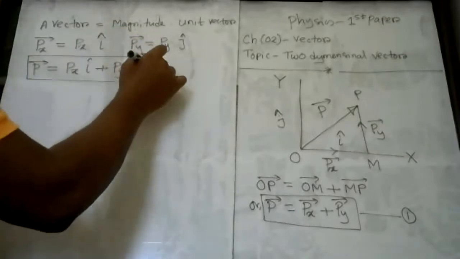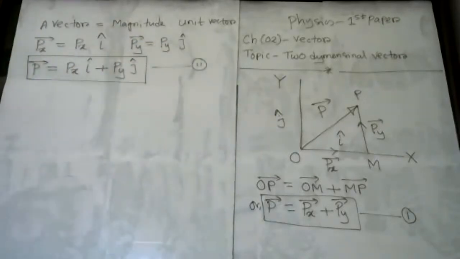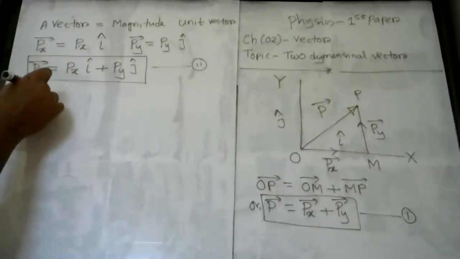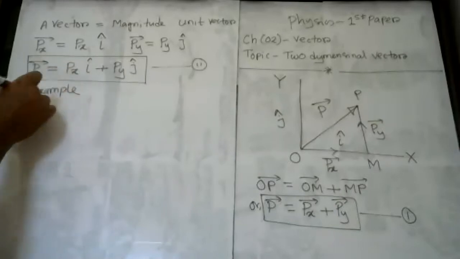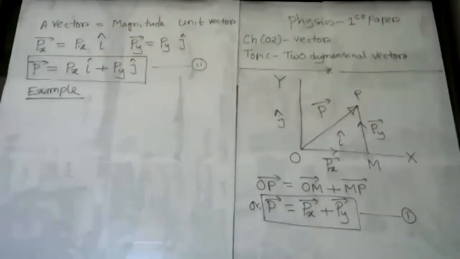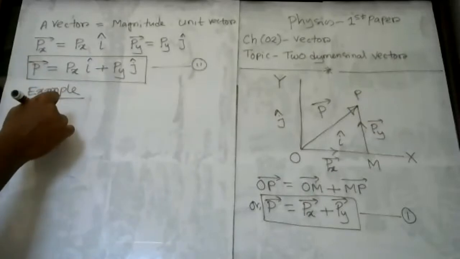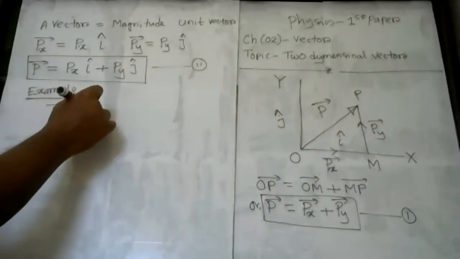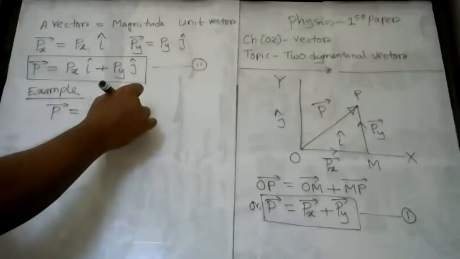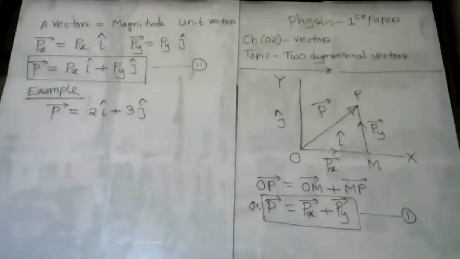So this equation number 2, my dear student, is the equation for the case of a two-dimensional vector, just like this pattern. Suppose Px i hat or Py j hat. Now, for example, suppose I am to find out, write down here P equal to 2i hat plus 3j hat. This is a two-dimensional vector.